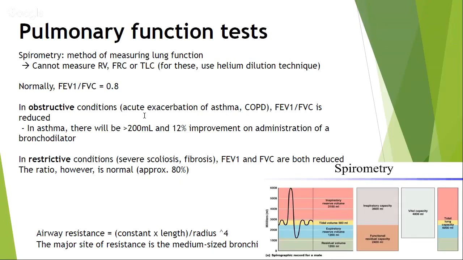The way you differentiate between those then is that in asthma, there'll be improvement on administration of a bronchodilator. So your lung function will improve, your FEV1 over FVC will improve. In COPD, there'll be no change. In restrictive conditions, the FEV1 is reduced, but because your vital capacity is also reduced, there's something physically stopping the lungs from expanding as much. The ratio usually is normal.